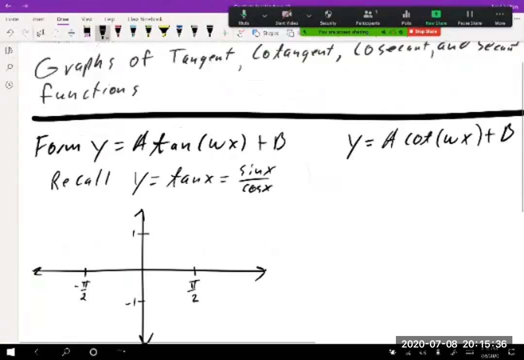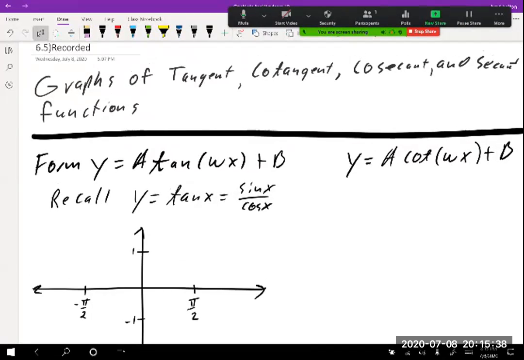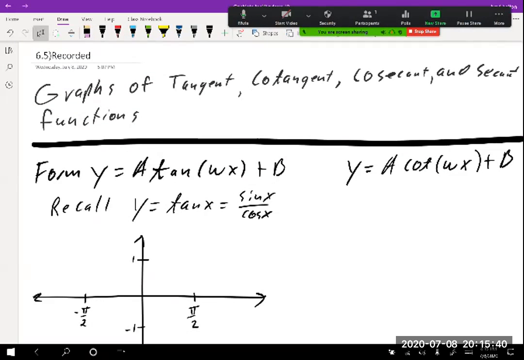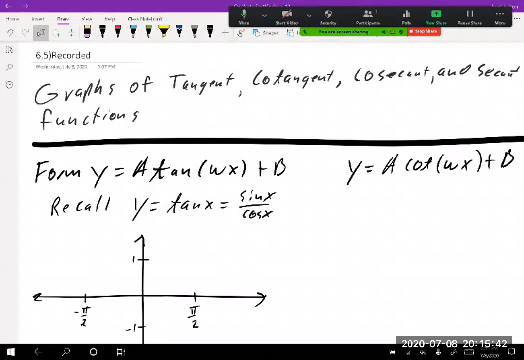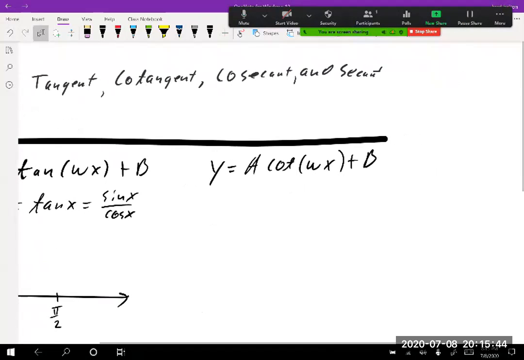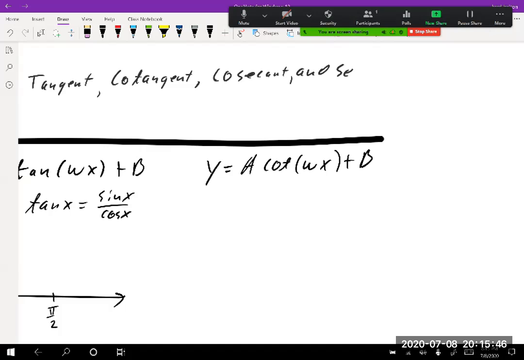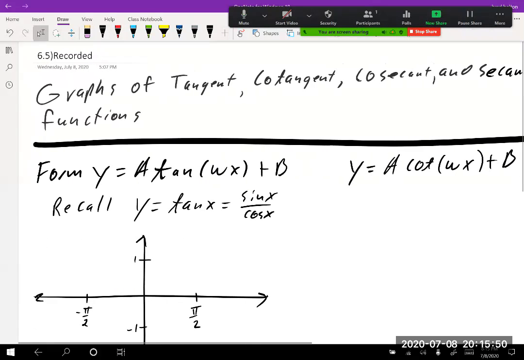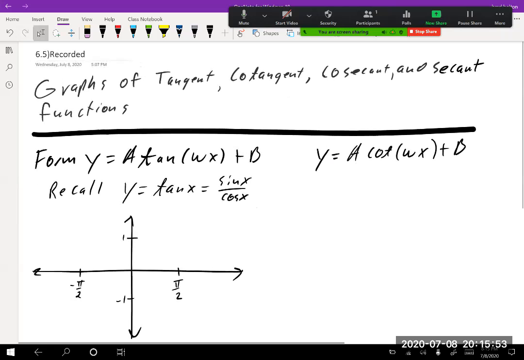Okay, so today we're going to talk about 6.5, which is graph of tangent functions, cotangent functions, cosecant, and secant functions. Basically, this is just trying to give us a little bit of background on this. And then in 6.6, we'll do a little bit of everything: sine, cosine, secant, cosecant, cotangent, tangent, a little bit of everything in chapter 6.6.